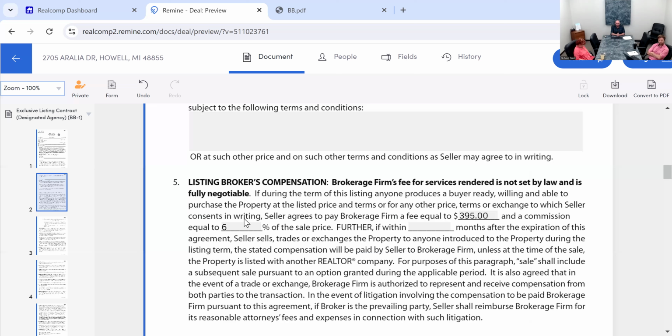And you're totally able to go with somebody else if you feel that they can do a better job at a lower commission.